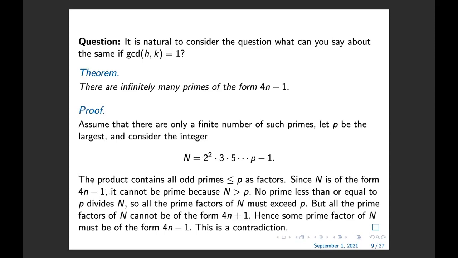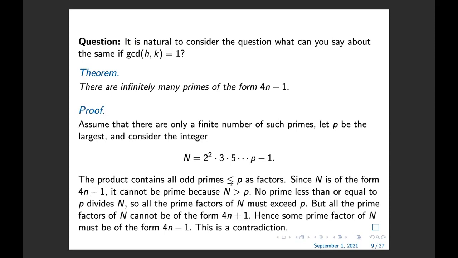So since this is a number of the form 4n minus 1, it cannot be a prime, because from the construction we can see that n is greater than p, right? And p is the largest prime of the form 4n minus 1, and n is definitely bigger than p. So n cannot be a prime.